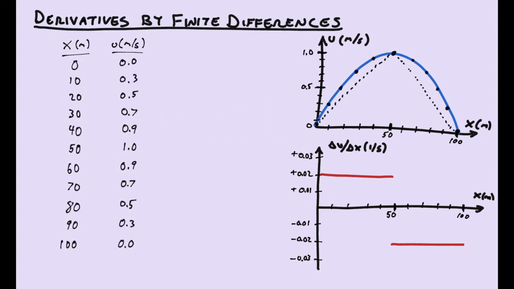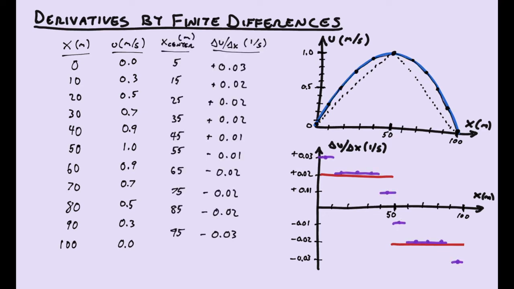Now we can look at more points along the blue curve in hopes of getting a better estimate of the derivative. So what you can see here is I have a spacing of 10 meters for all the x values. And along with that, I've given rough estimates of the u values as well. So it starts at 0, it goes on to 1, and then back to 0 again. But now we can see the intermediate values of 0.3, 0.5, 0.7, and 0.9.